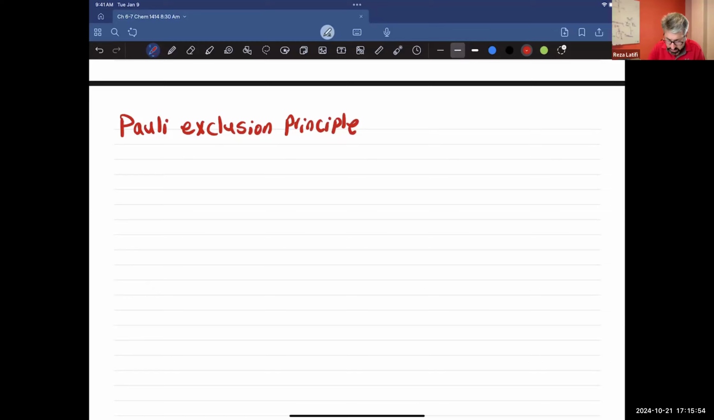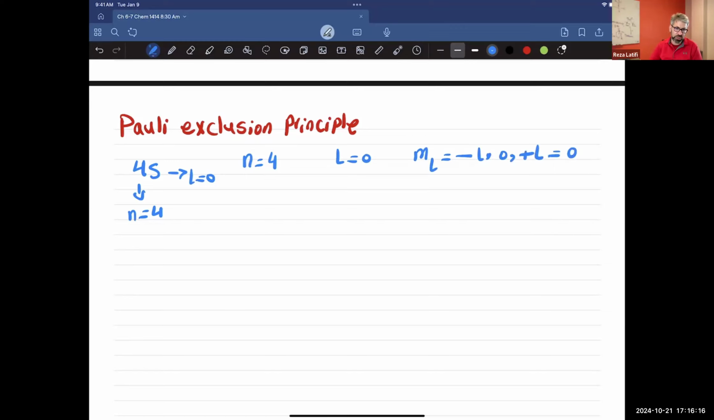What does it say? It says, for example, pick one orbital like 4s. This orbital has n equal to 4. That's n. L is going to be equal to 0 because it's an s orbital. What's going to be the possible answer for ML? Minus L, 0 to plus L. So ML also is going to be equal to 0.